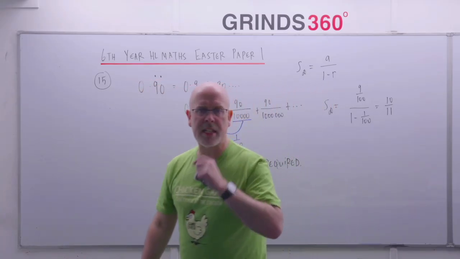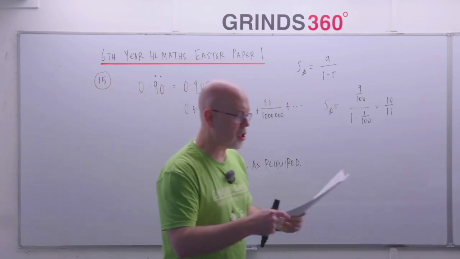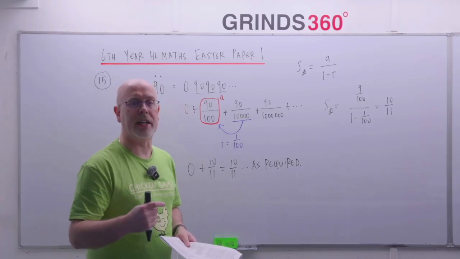Right? So that's the first part there. So we've proven that it's 10 over 11. Right? So part 2 then, it says write an expression in n for the annual yield in the nth year.